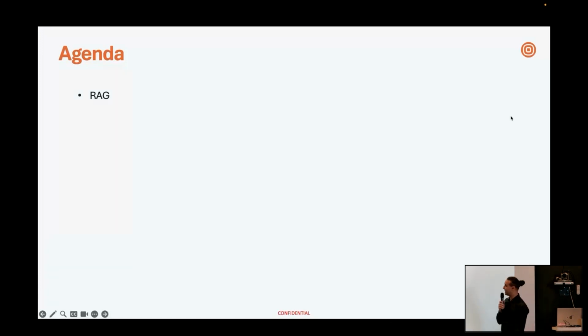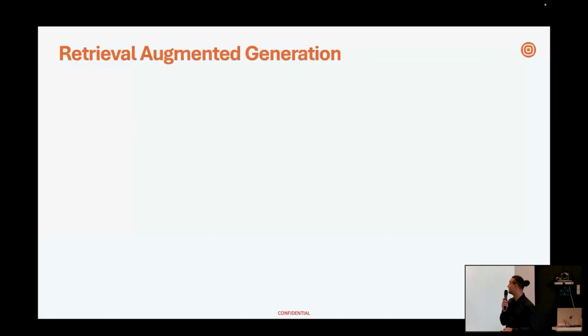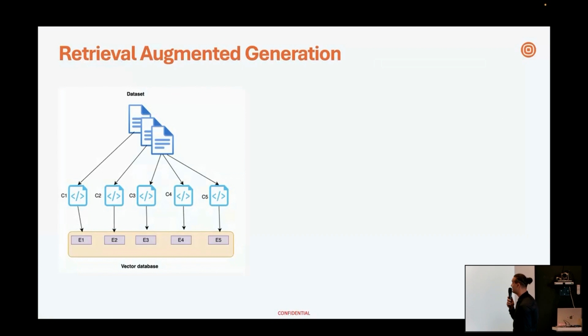So, this agenda is very simple. I will talk about RAG and our take on RAG, and about the challenges, where I would pinpoint one specific challenge, chunking, that maybe doesn't have that much spotlight, but I find this one the most interesting. And finally, I will briefly show you the Infobip product for RAG and the analytics that are specific to RAG. So let's start. So first, what's Retrieval-Augmented Generation?